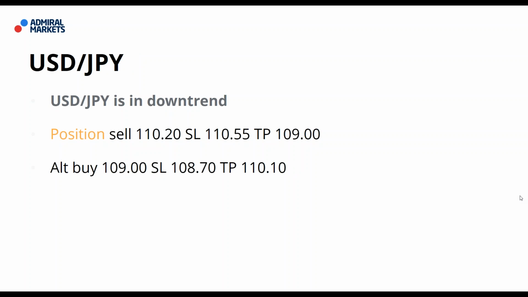Dollar yen downtrend. 110.20 is the sell position, 110.55 stop loss, 109.00 is the TP. So this is definitely some sort of downtrend movement. Have in mind that when equities are going down, also dollar yen will go down. Pound yen will usually follow. So at this point, dollar yen is kept in a downtrend, and this is the position.